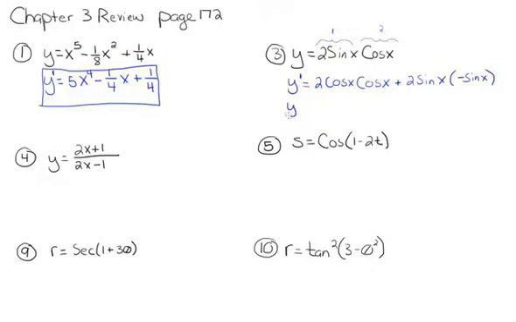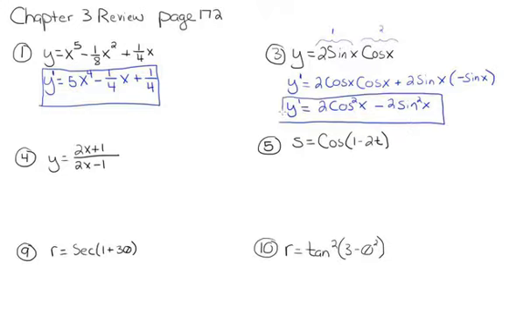So I can't help myself. I have to simplify this. I get 2 cosine squared of x minus 2 sine squared of x, which is almost the Pythagorean identity, but it's a minus instead of a plus.